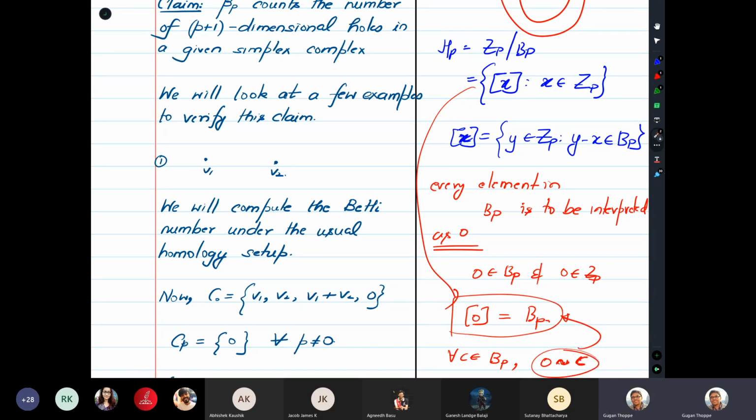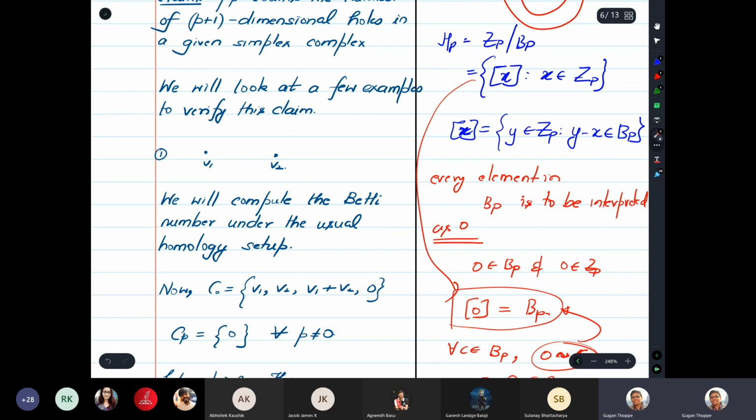Is this okay? I hope you are able to appreciate what I'm trying to say: every element in BP we are saying is equivalent, and we will denote the equivalence class of any element in BP as the new 0 element, or the equivalence class of 0, and this will play the role of the additive identity in HP. Is this okay? Let me pause here for a second or two. If there are any questions, please ask.